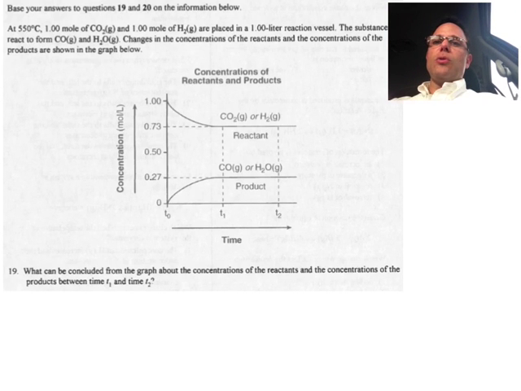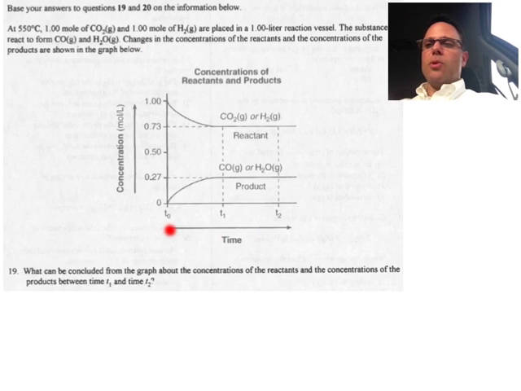Alright, we now need to base our answers for 19 and 20 on this information. We have a situation where at 550 degrees Celsius, that's hot, 1 mole of carbon dioxide gas and 1 mole of hydrogen gas are placed in a 1 liter reaction vessel. The substances react to form carbon monoxide gas and water vapor. Changes in the concentrations of the reactants and the concentrations of the products are shown in the graph below.